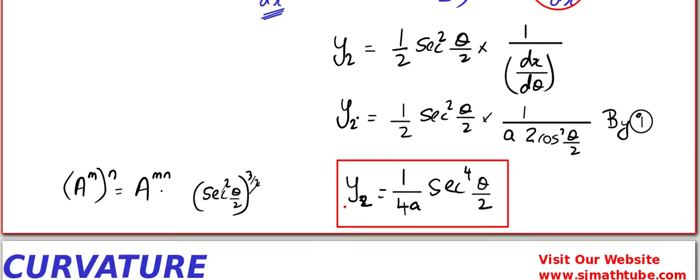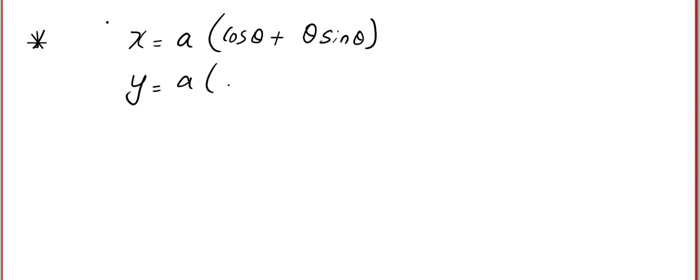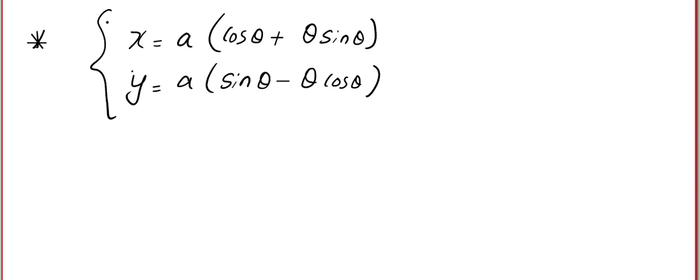Okay, now let's go for another question. Please write, for the curve given by x is equal to a cos theta plus theta sin theta, y is equal to a into sin theta minus theta cos theta. So clearly it is parametric form. How do you identify parametric form? Our x and y will be given in terms of a third variable, and usually the third variable will be theta or t.